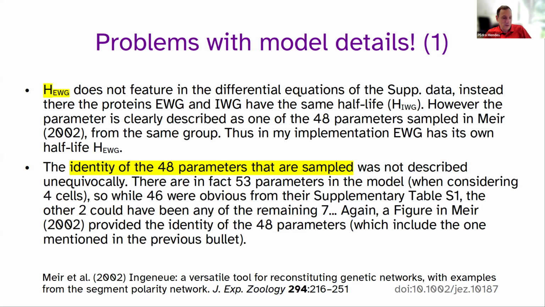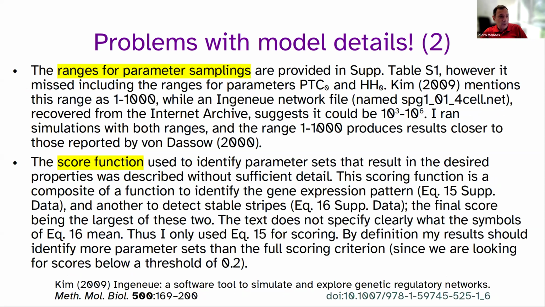And I have to say this paper is really good because I did manage to replicate it. And the supplementary data has a lot of detail. Still, it's very easy to have something missing, which stops anyone else from replicating the model, or at least makes it very hard. The ranges for the parameter samplings are provided in a supplementary table, but they only include ranges for a number of them. They miss ranges for these 2 parameters, so I have to come up with them some way.